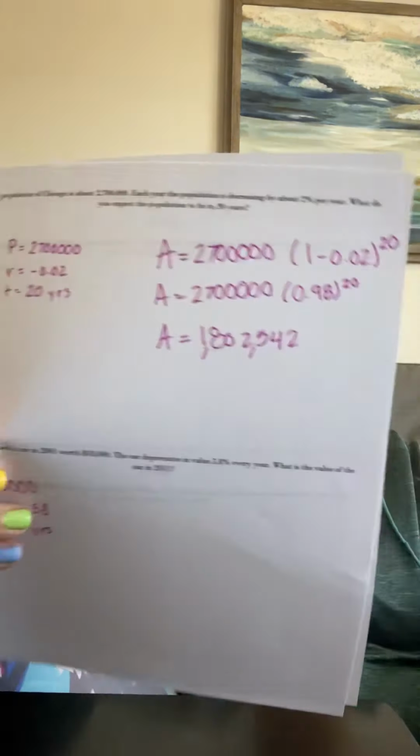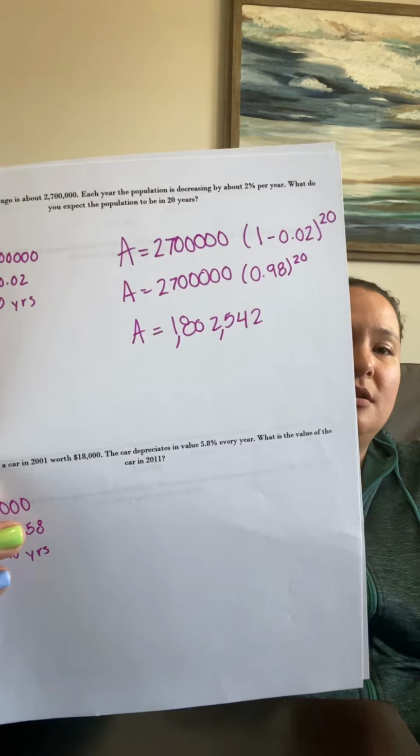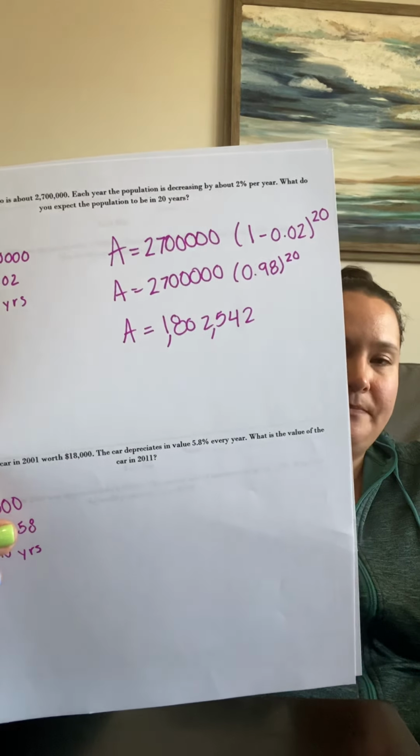All right, parentheses first. So 0.98 to the 20th power, times that by 2,700,000. And I'm going to get that it will be about 1,580,254. You can't have part of a person, so I'm going to round. About 1.6 million people. And so notice that number went down, which is what depreciate or decrease means. All right, go ahead and finish up the others. I will upload my notes.